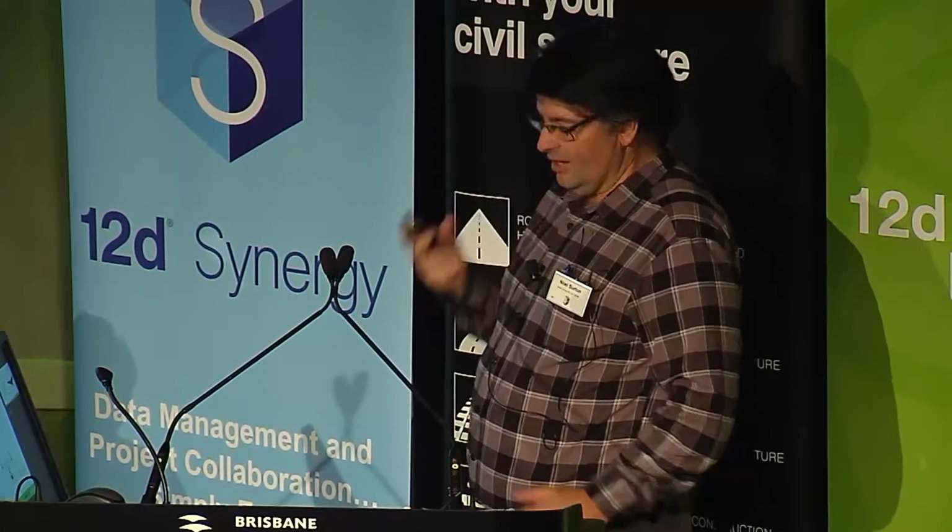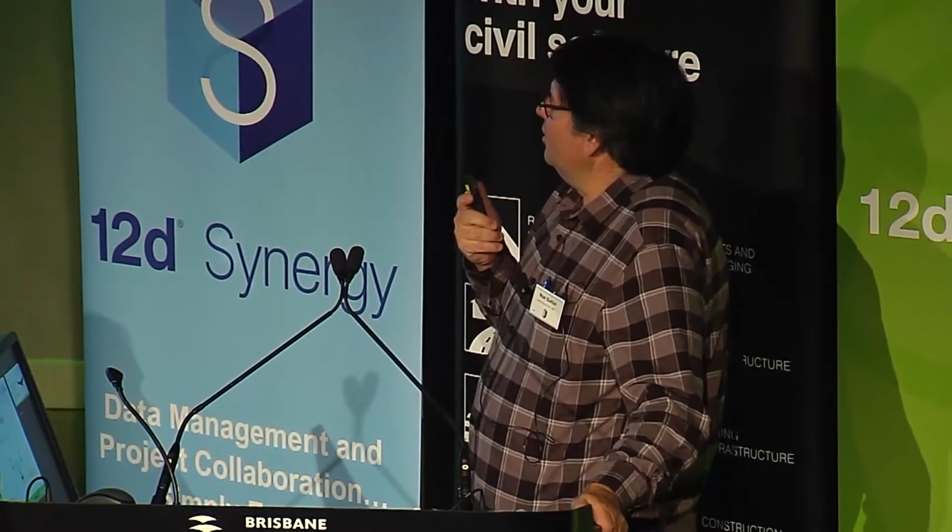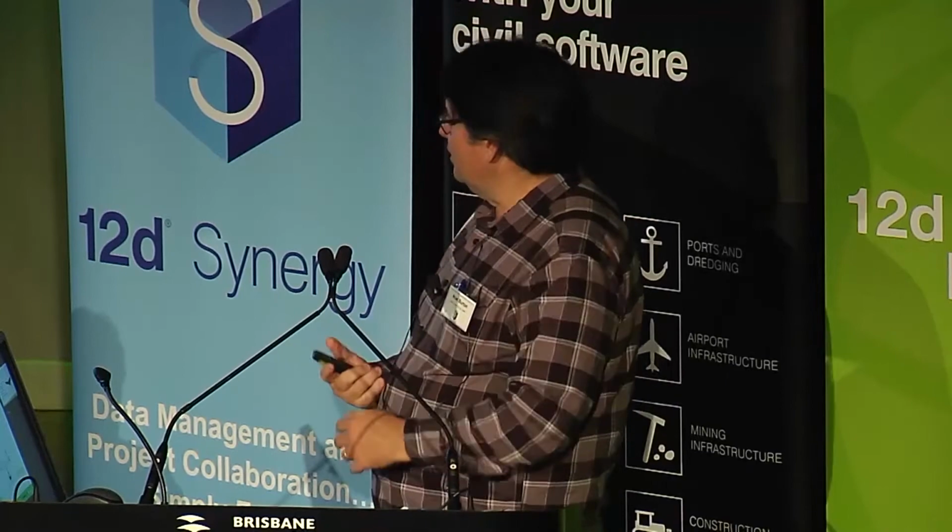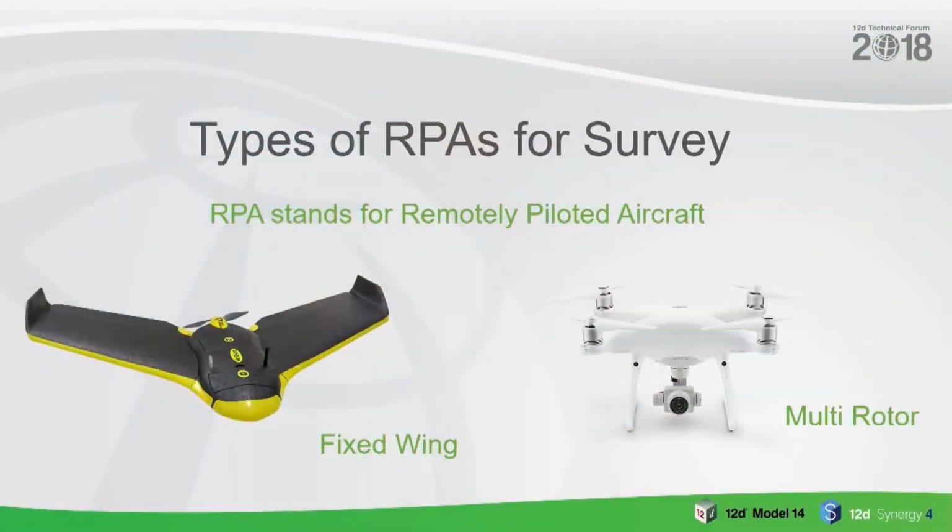Okay, so as I said, I'm going to keep this very simple because I'm presenting it. We're just going to go through what generally surveyors will be using drones for. So there's two types of the standard ones out there: there's fixed wing and there's multi-rotor.